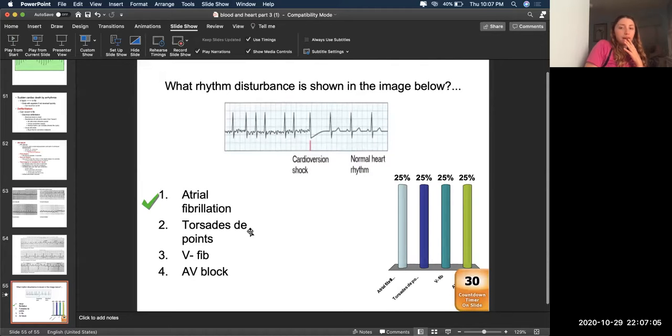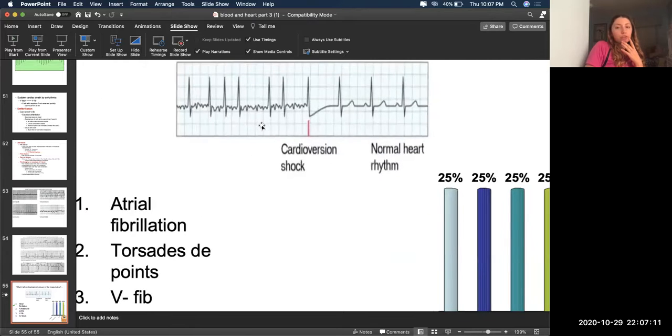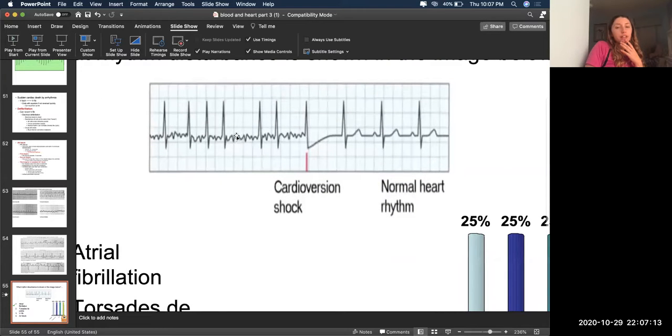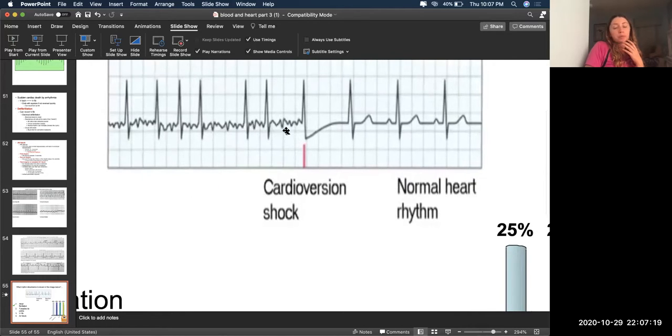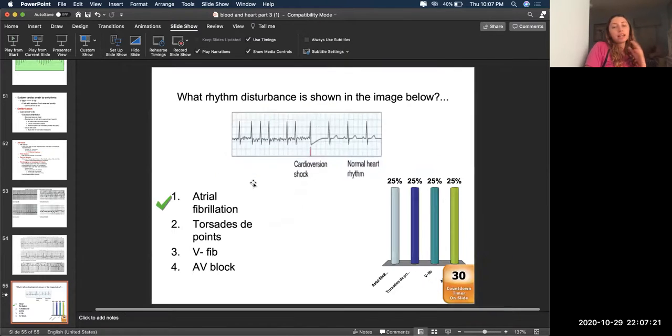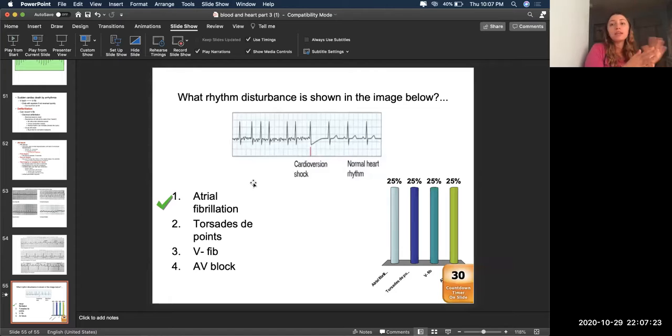Oh, well, I'm not in the other one, but basically this would show atrial fibrillation because you can see there's just a bunch of little things here, and it's all over the place, right? And that signifies the P wave, and the P wave is the atrial defibrillation and all that stuff.